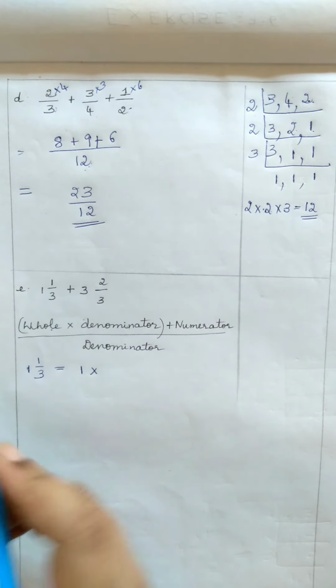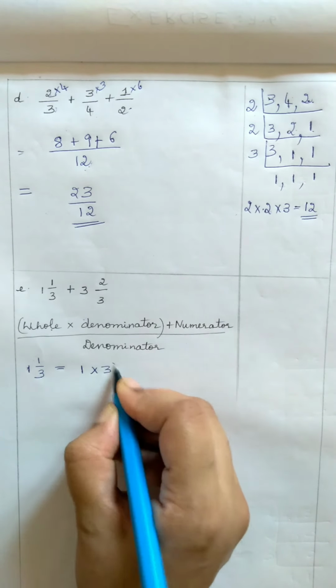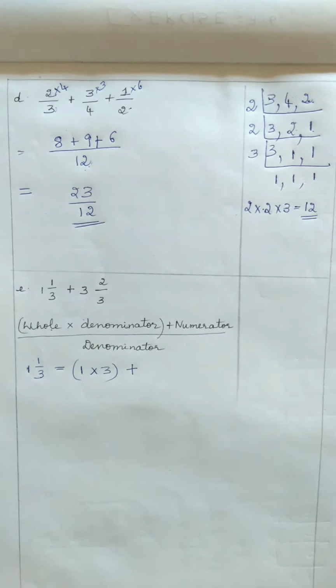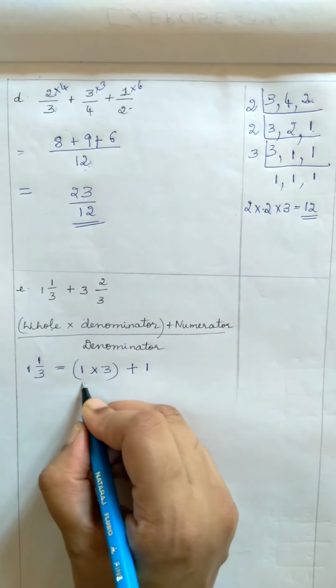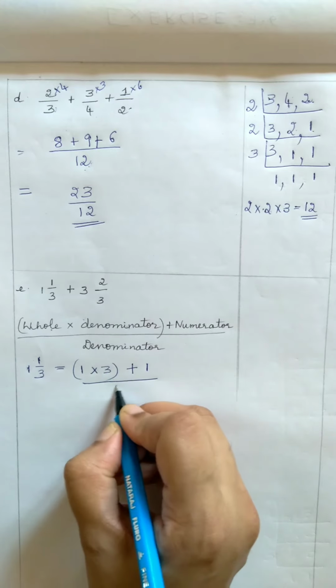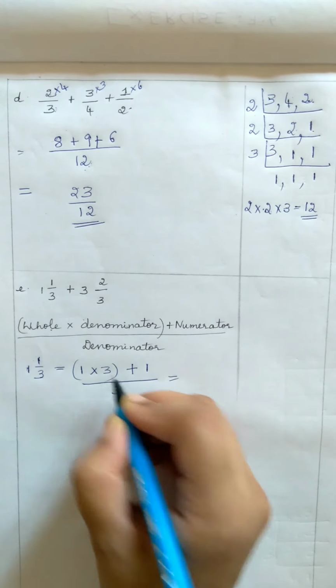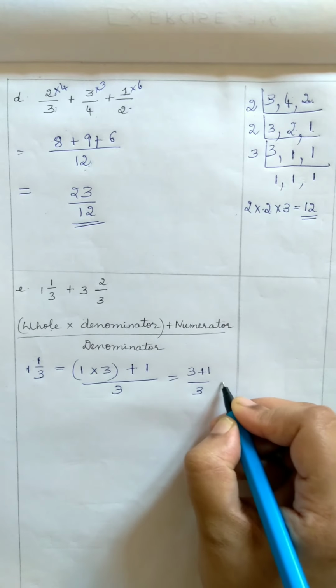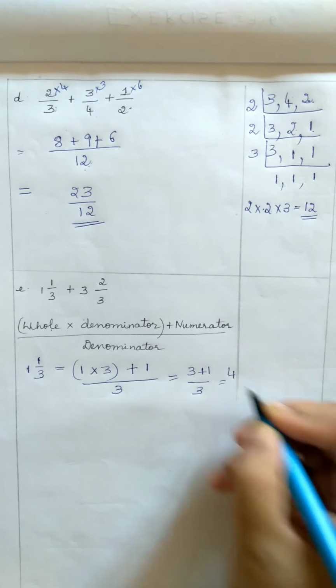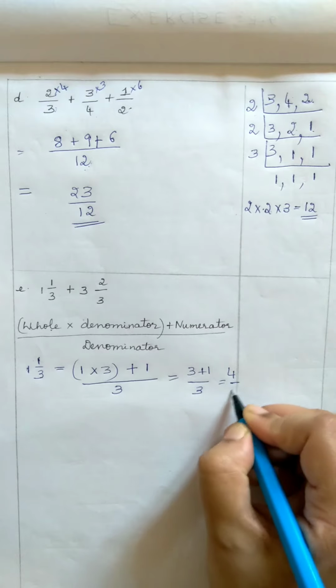The 3 represents the denominator. 1 into 3 plus numerator, which is 1, divided by denominator 3. 1 3s are 3 plus 1 divided by 3. 3 plus 1, you will get the answer 4 by 3.